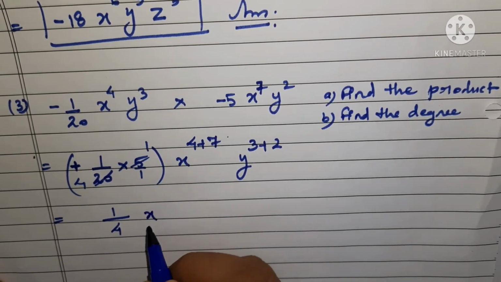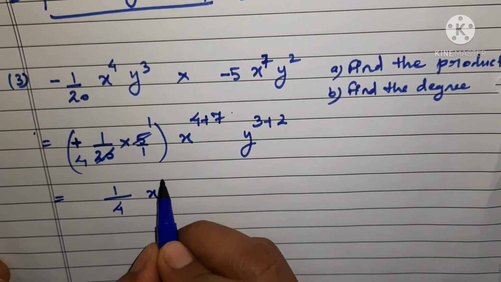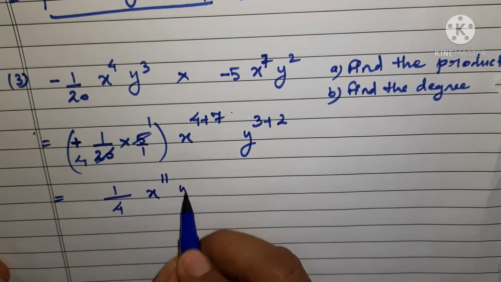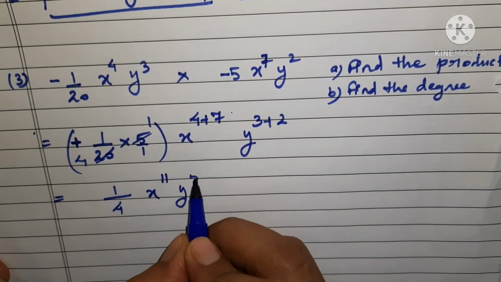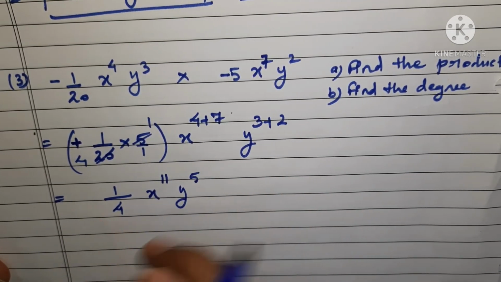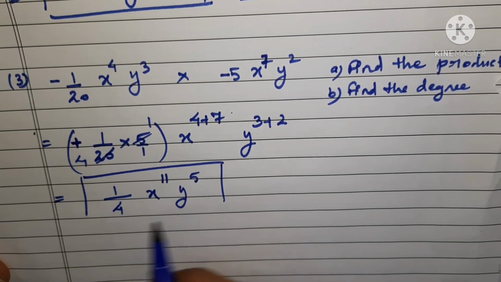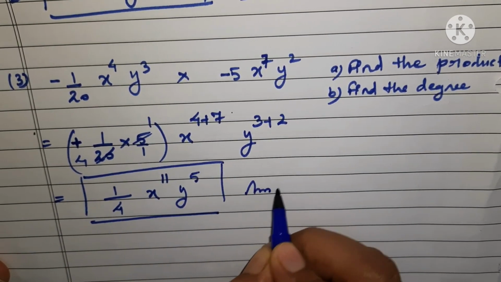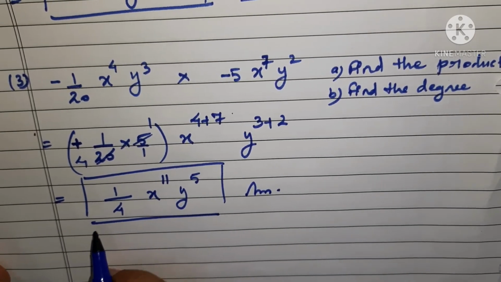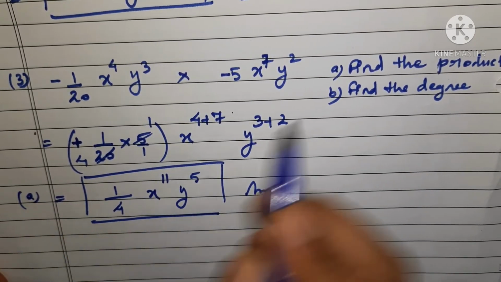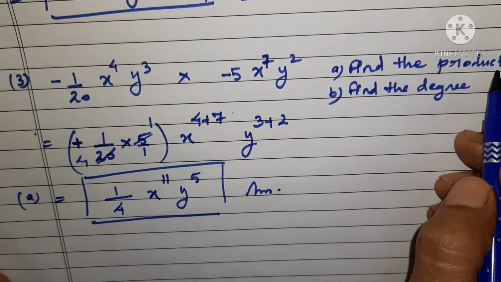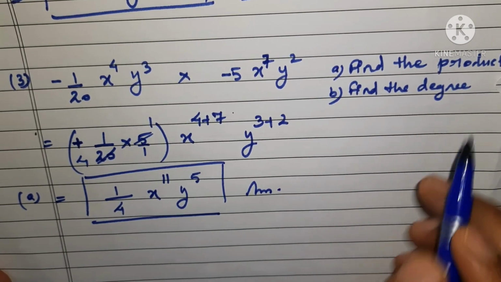What else is there? x to the power 7 plus 4 is going to give you 11, and y is going to give you 5. Now what is your result? This is going to be your result. This is the product. This is the first part which you have completed. The first part was to find the product. What is the next part? You have to find the degree as well.